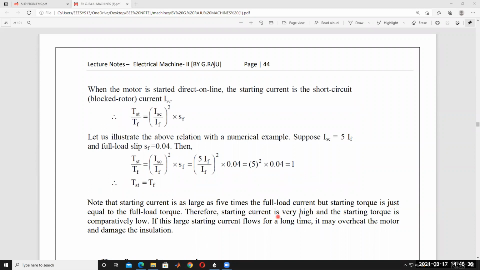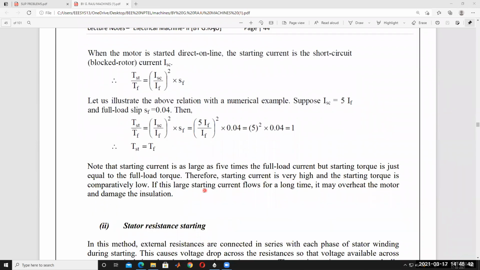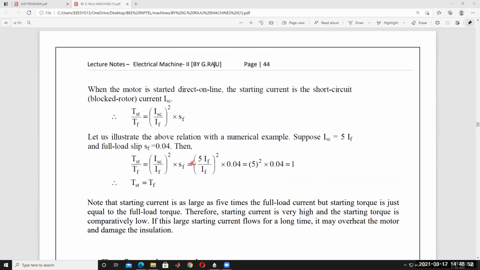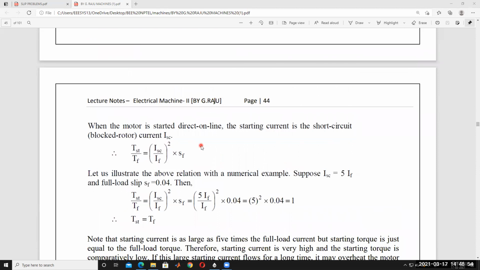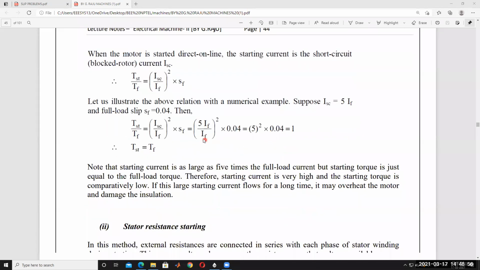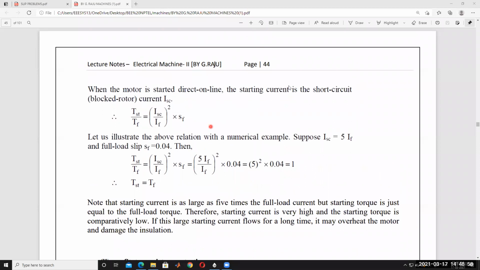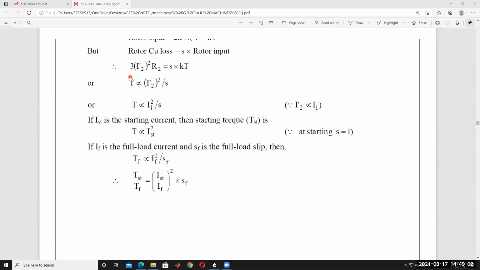Therefore, starting current is very high and starting torque is comparatively low. If this large starting current flows for a long time, it may overheat the motor and damage the insulation. So that's why direct online starting is not recommended for large machines, it is recommended only for small machines. This is clear. So this is about direct online starting.